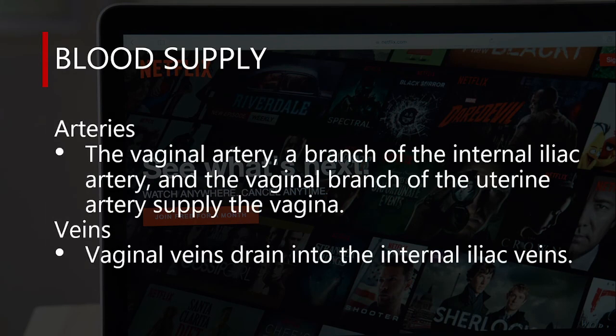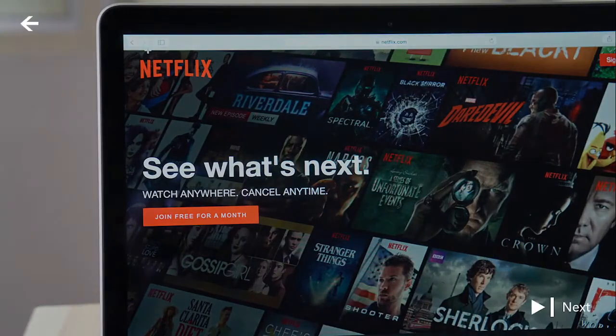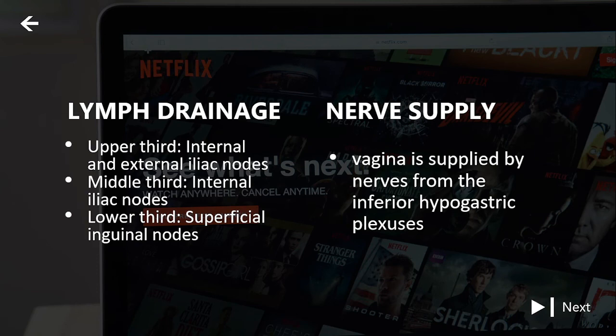So the blood supply of the vagina: the arteries, the vaginal artery, a branch of the internal iliac artery, and the vaginal branch of the uterine artery supply the vagina. And the vaginal veins drain into the internal iliac veins. So the lymph drainage: the upper third drains to the internal and external iliac nodes. The middle third drains to the internal iliac nodes. And the lower third drains to the superficial inguinal nodes. And for the nerve supply, the vagina is supplied by nerves from the inferior hypogastric plexuses.